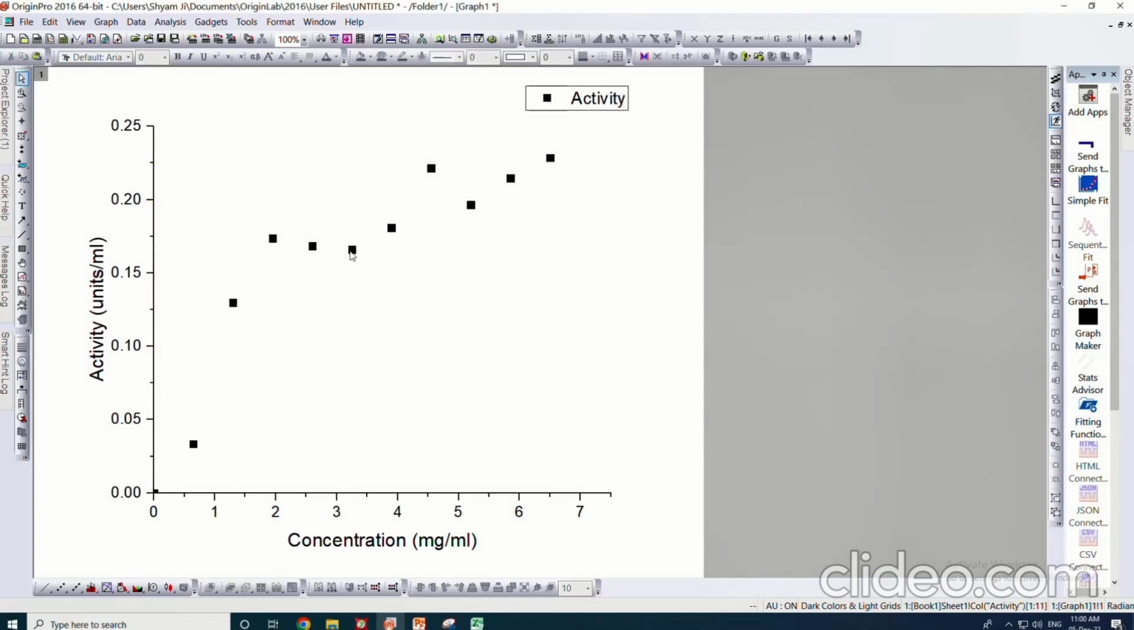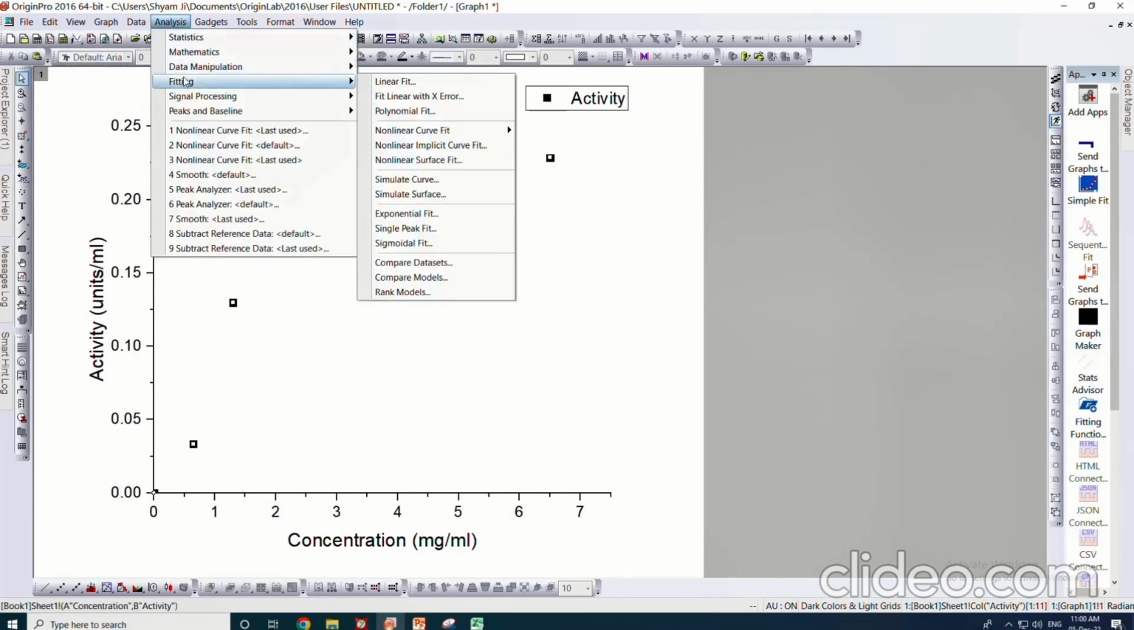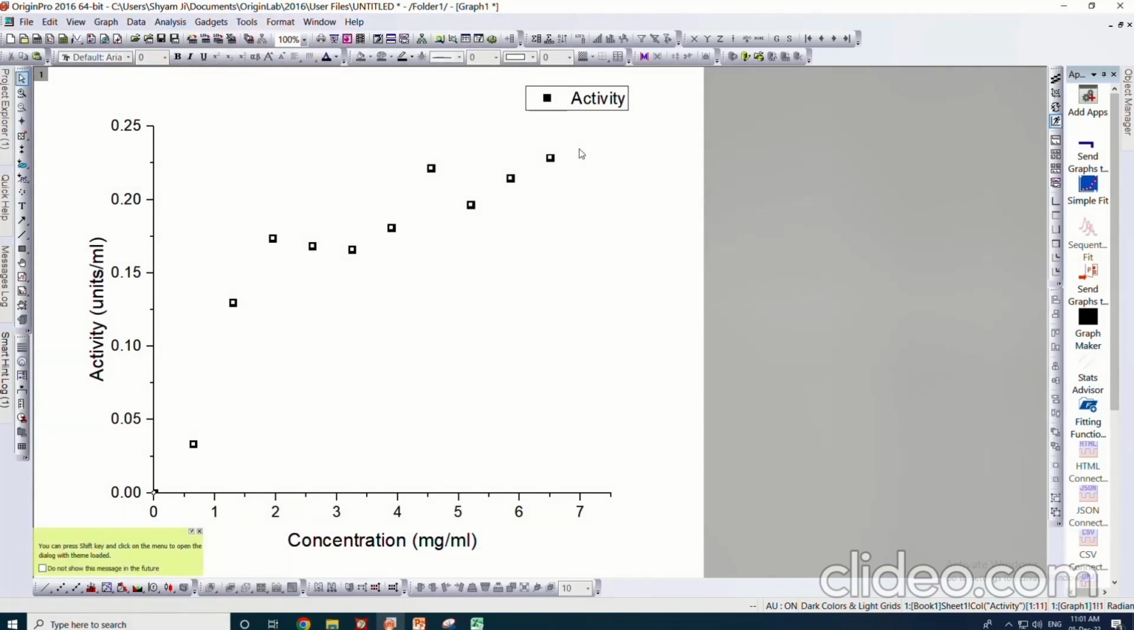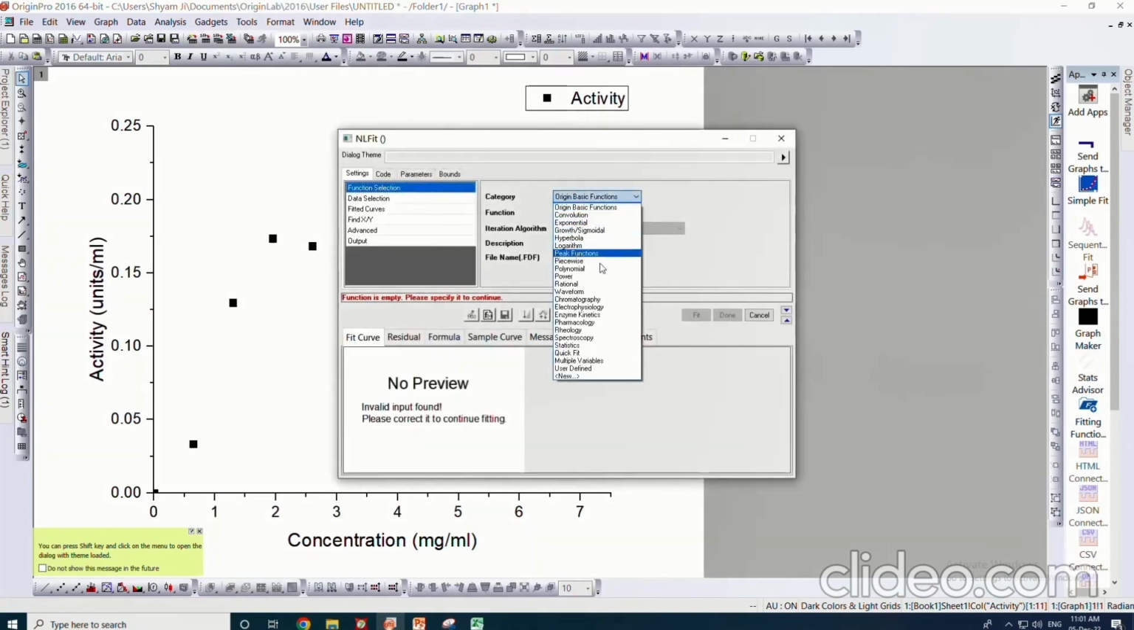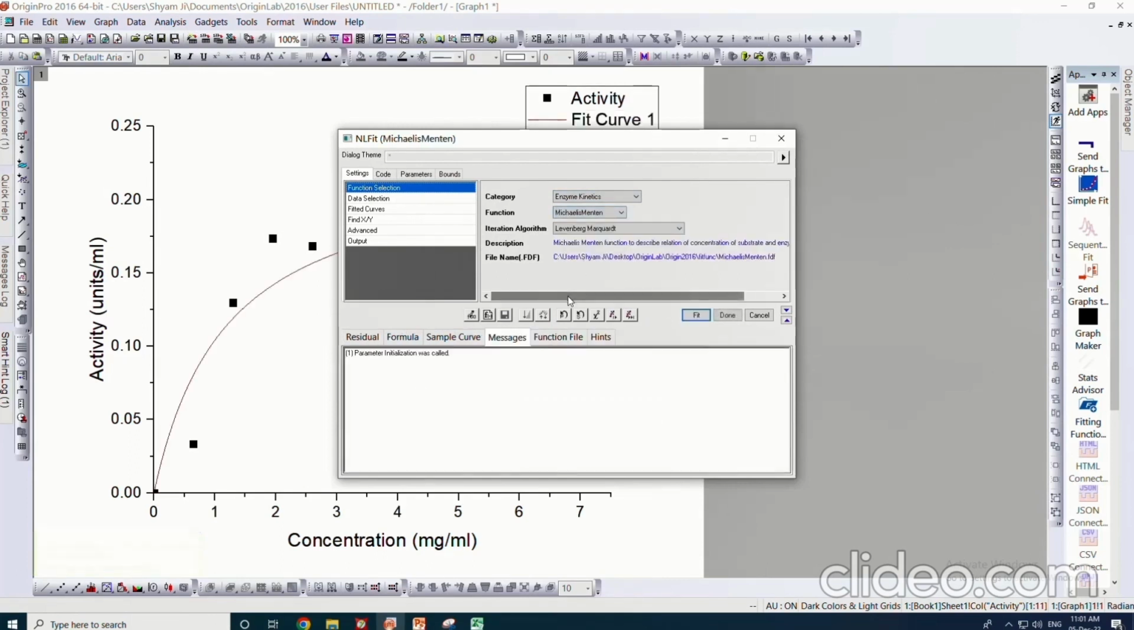Now, for the analysis, we will go to Analysis, Fitting, Nonlinear Curve Fit. A dialog box will open in which we have to set parameters like category, we have to set enzyme kinetics, and function, we have to set Michaelis-Menten. This is the Michaelis-Menten equation. This is the formula for the Michaelis-Menten equation, that is y equals Vmax x upon Km plus x.